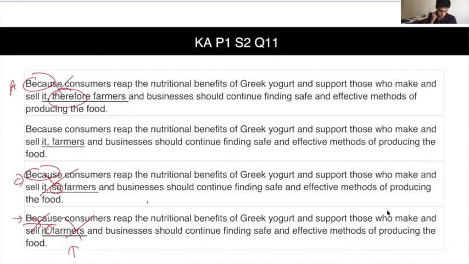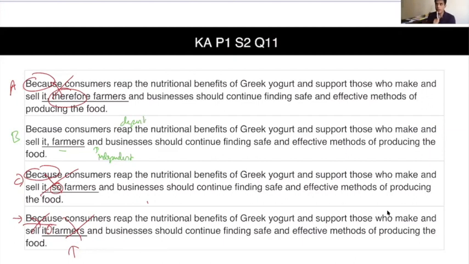So this is incorrect. Now, what rule is correctly being followed in B? What rule is correctly being followed here? Tell me a bit more than comma. We have 6 rules under comma. Comma can be anything. What rule exactly is it following? And the answer is not comma actually. Okay, I guess comma is correct because it's independent and then dependent, okay? Is it? So this is independent, right? Farmers and businesses should continue finding. Yep. This right side is independent. The left side is dependent.